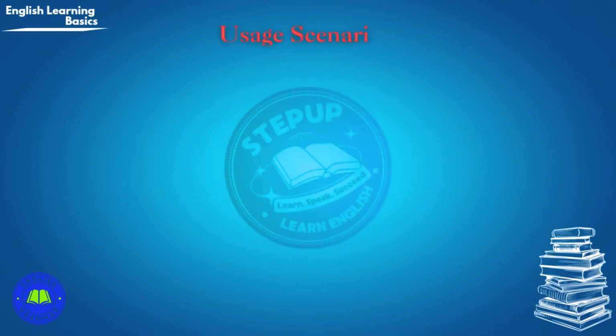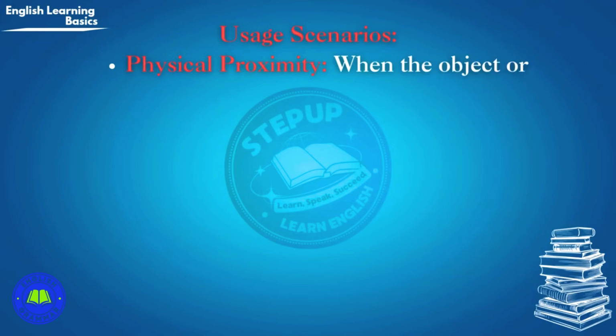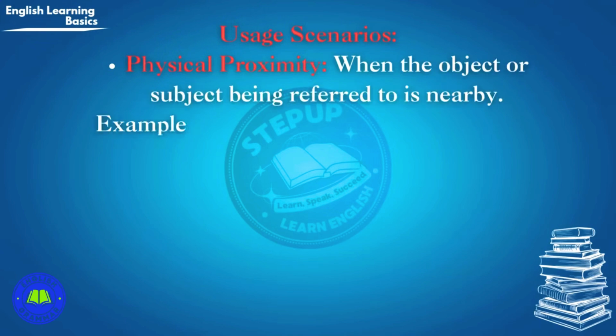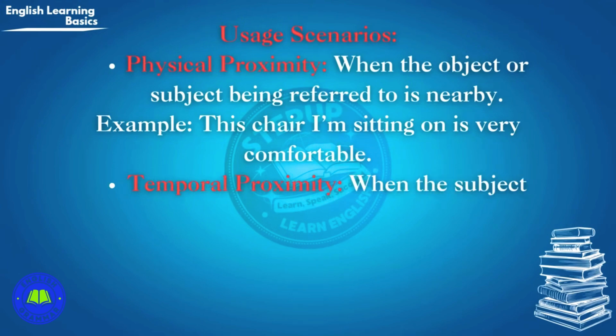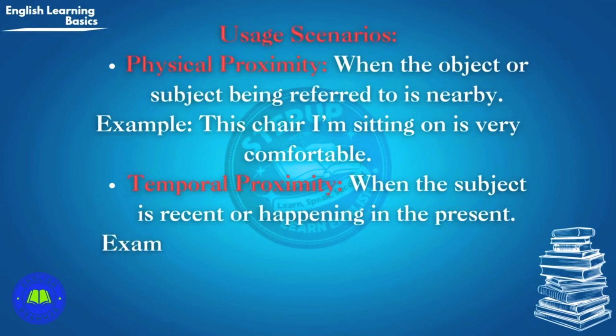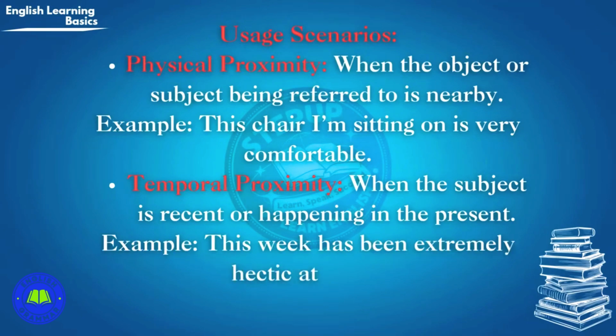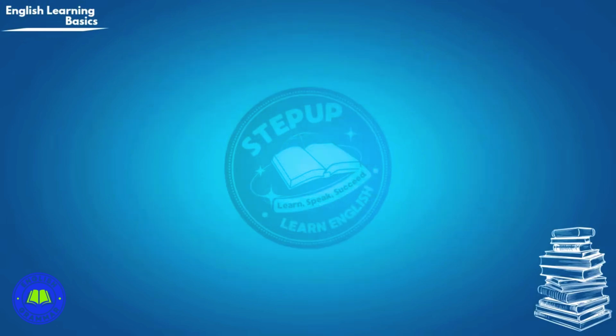Usage scenarios. Physical proximity, when the object or subject being referred to is nearby. Example: this chair I'm sitting on is very comfortable. Temporal proximity, when the subject is recent or happening in the present. Example: this week has been extremely hectic at work.